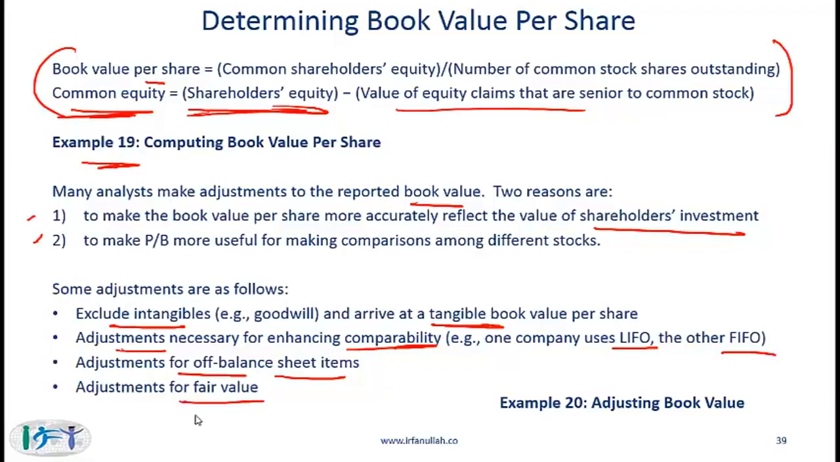And obviously fair value adjustments. If land, property, or property, plant, equipment is based on historical cost, which is way below current market value, then before comparing, you can make a reasonable fair value adjustment. If you have time, go over example 20, which talks about many of these adjustments. And if you are good with FRA, then this should be very straightforward.